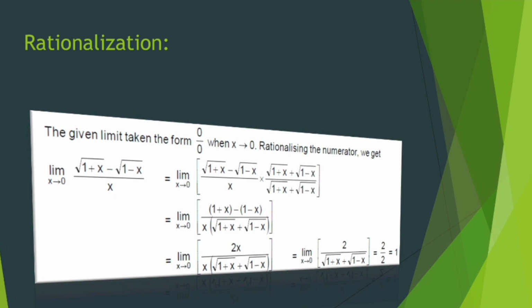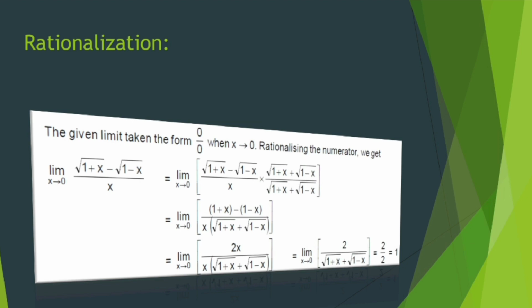Consider another example. Limit as x tends to 0, (root over 1 plus x minus root over 1 minus x) by x. This limit is of the form 0 by 0 and the numerator is in irrational form. In that case, we will multiply numerator and denominator by the corresponding irrational conjugate. So, we will multiply it by root over 1 plus x plus root over 1 minus x.